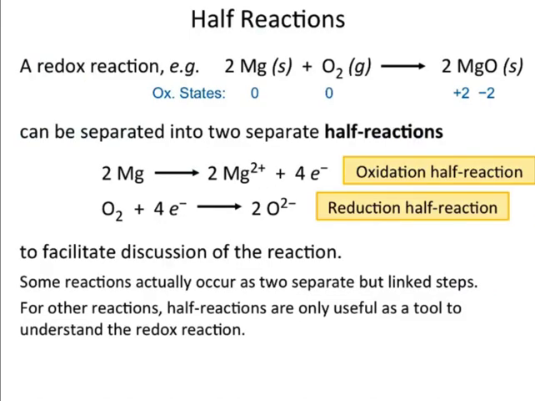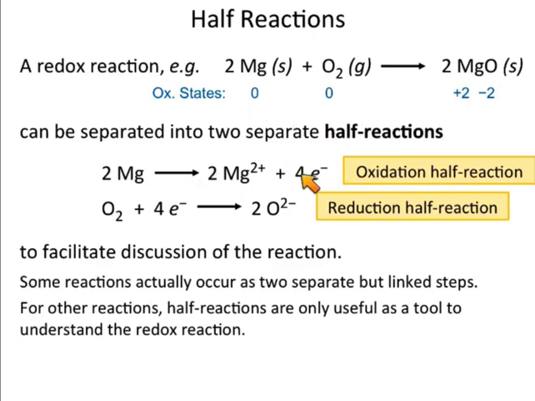So now that we can think about how to make sense of redox reactions by looking at oxidation states, we can take this to the next step, which is to define a half reaction, or actually two half reactions, because two halves make a whole. And so the example here is you have magnesium solid plus oxygen to make magnesium oxide. The oxygen is reduced, it goes from 0 to -2. So this is the reduction half reaction. The magnesium is oxidized, 0 to +2, so that's oxidized.